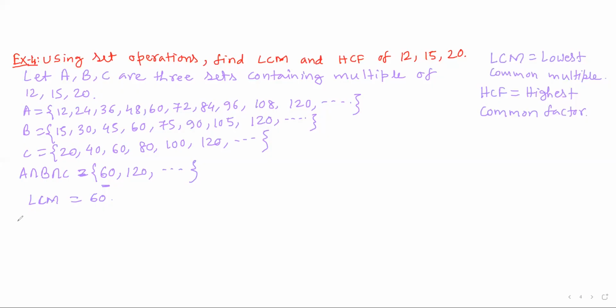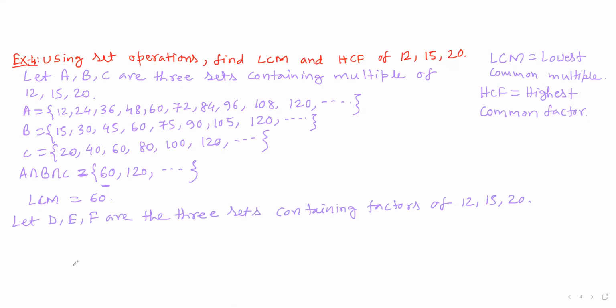So now I'm taking three set which will represent the factors of 12, 15 and 20. So here I have taken D, E, F are the three sets containing factors of 12, 15, 20. So D is equals to, this is the set containing factor of 12. So this set contains 1, 2, 3, 4, 6 and 12.